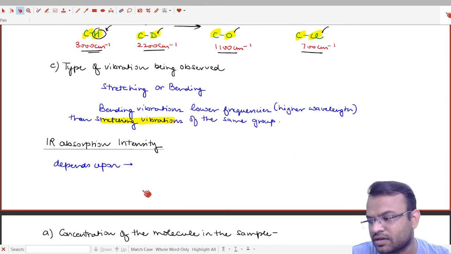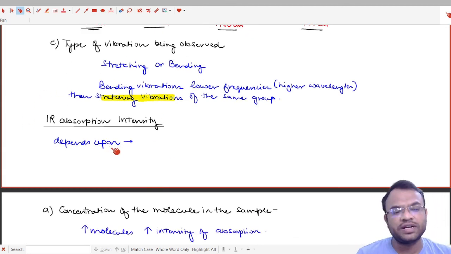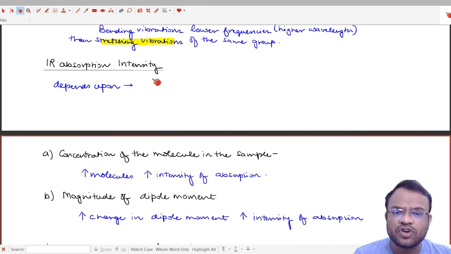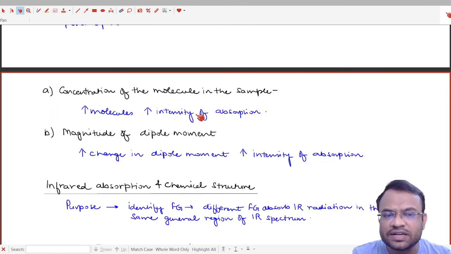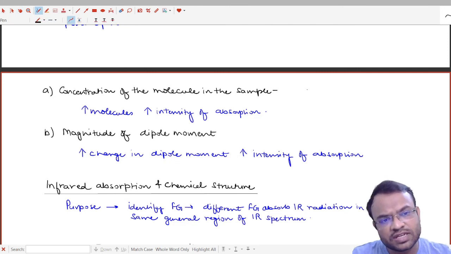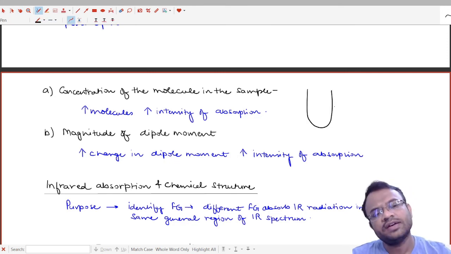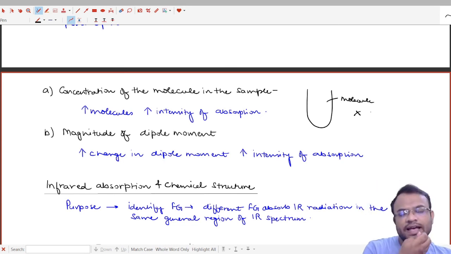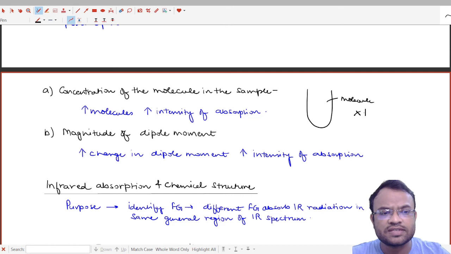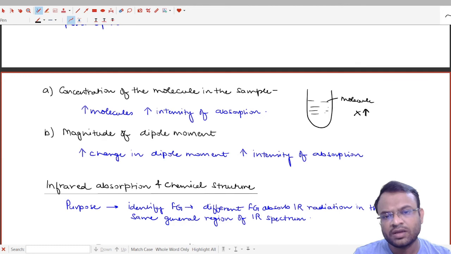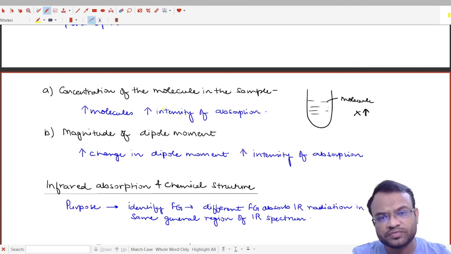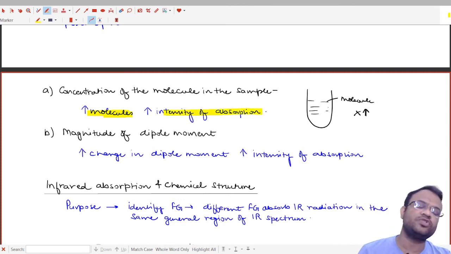Let us move on to the next topic, that is infrared absorption intensity. Okay, so how much infrared absorption can take place depends upon the concentration of the molecule in a sample. Now understand this, suppose this is a test tube, and inside this test tube there is a molecule X, and this molecule X has the ability to absorb the infrared radiation. So as the amount of the molecule X in this sample is increasing, automatically there would be more infrared absorption. So if the molecule is increasing over here, intensity of absorption would increase.